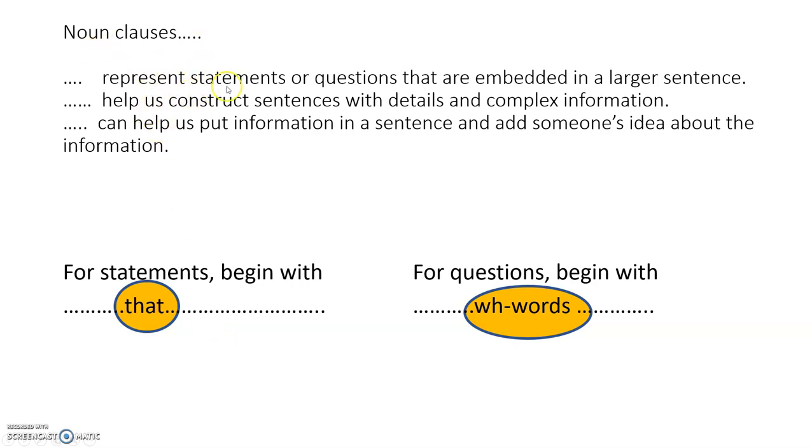So that's one thing that's listed here. We represent statements or questions that are embedded in a larger sentence. Noun clauses help us add details and complex information to sentences. And they can also help us to not only have the information, but to also add someone's idea about the information. You know that often they start with "that." Often they start with WH words.